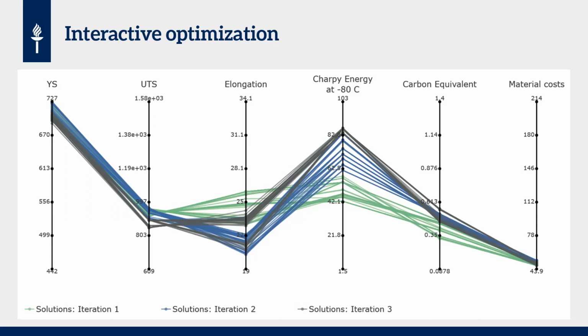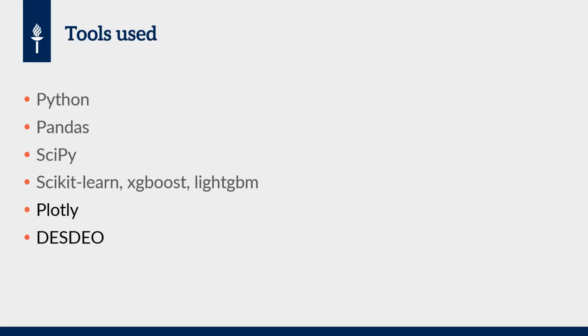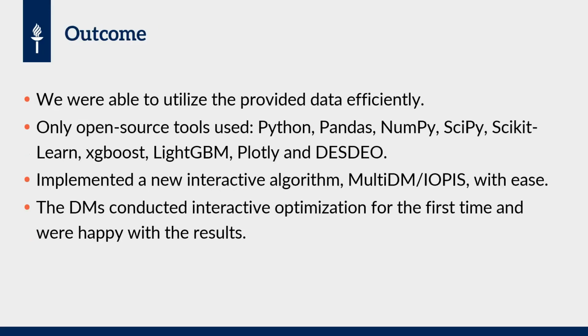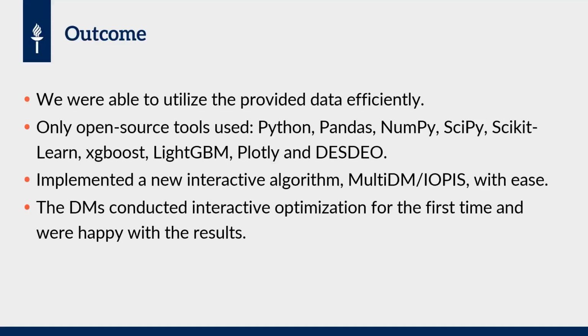Okay, we are running out of time, so I will very quickly end this talk. The outcome: we were able to extract a lot of information from the data. We only used open source tools and open data and implemented a whole new algorithm pretty easily. And the DMs themselves conducted interactive optimization for the first time, and they were pretty happy. And that should not be the last slide. There should be a thank you slide, but thank you.